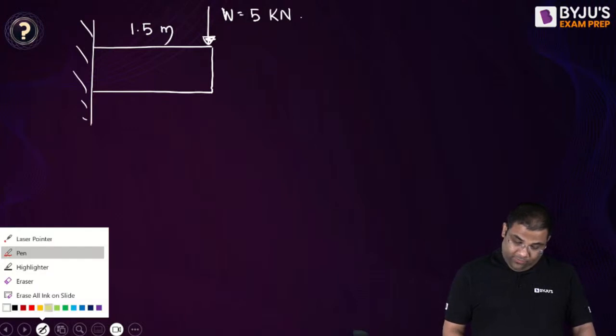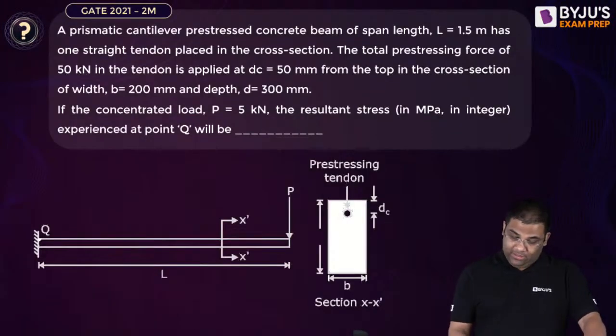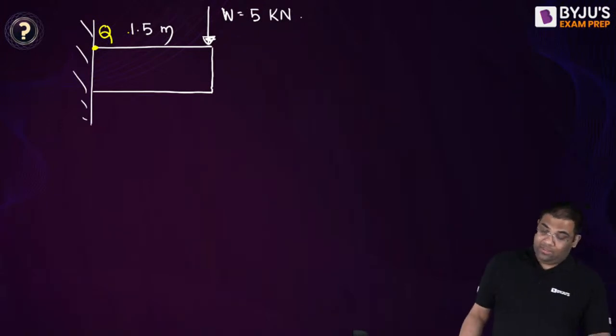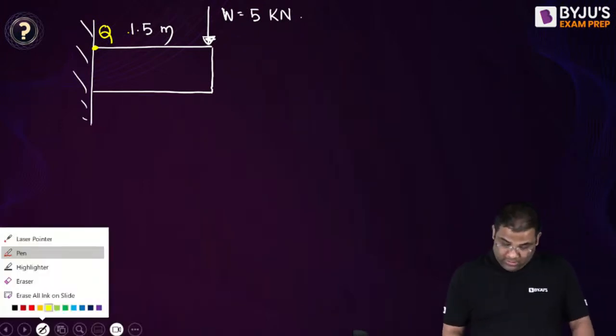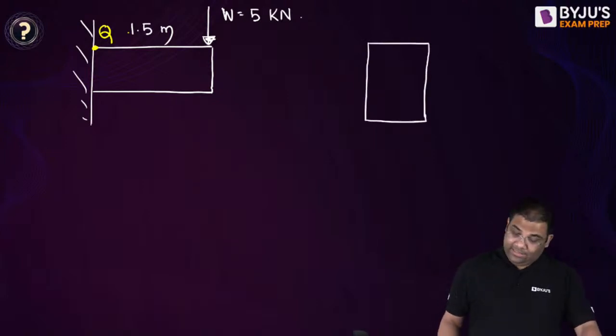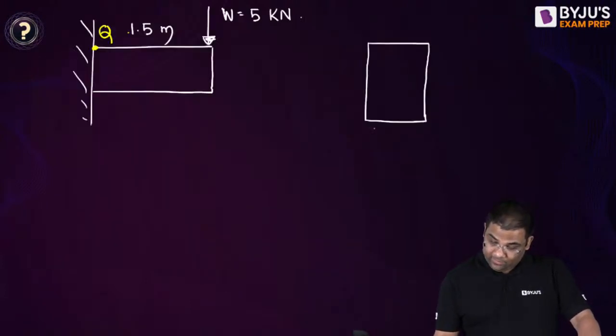We are here to find out the stress at point Q. It is at top, right? Q is at top, so here I have to find out the stress. Now, there is pre-stressing also, and the section is given like this. B is given 200, D is given 300, and the pre-stressing is done at top.